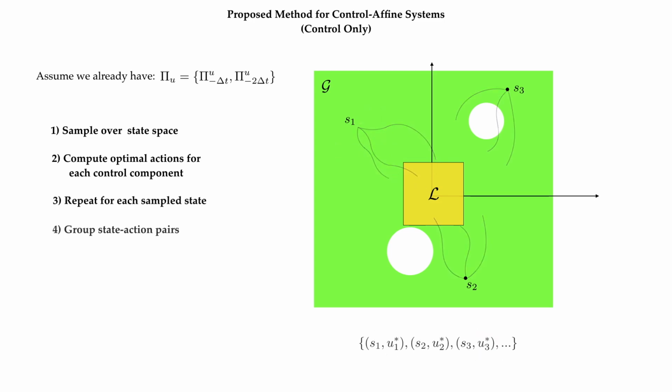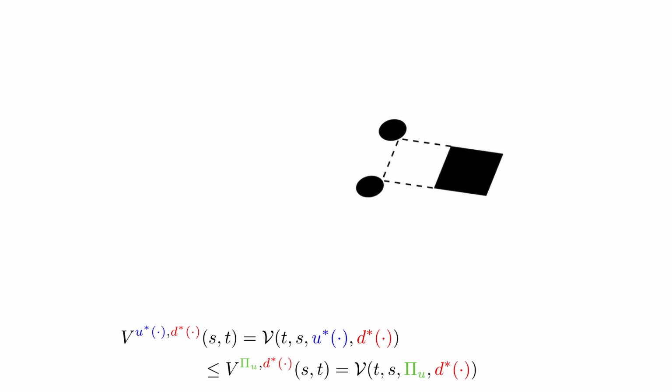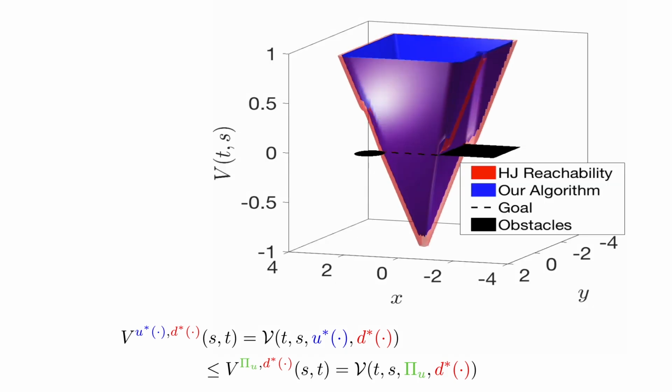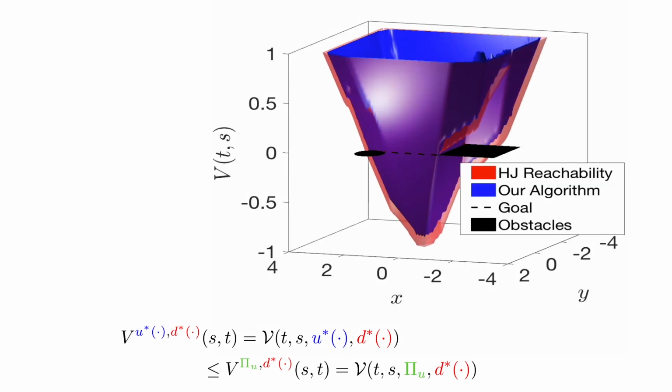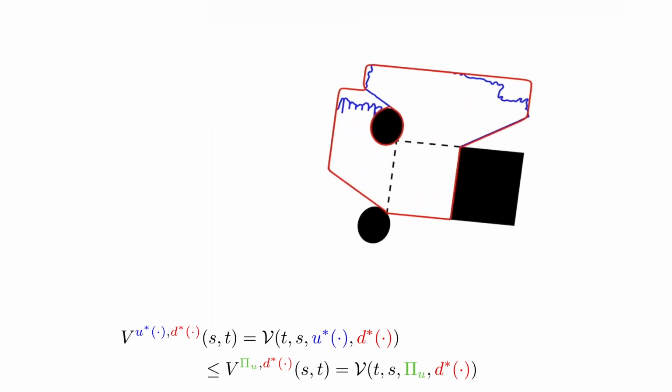Finally, we accumulate these optimal controls into a large dataset which we use to train binary classifiers for each control component. Replacing the optimal control with a set of learned binary classifiers results in an increased cost at every state. This means that the level set of the value function induced by our controller is a subset of the same level set of the original value function.